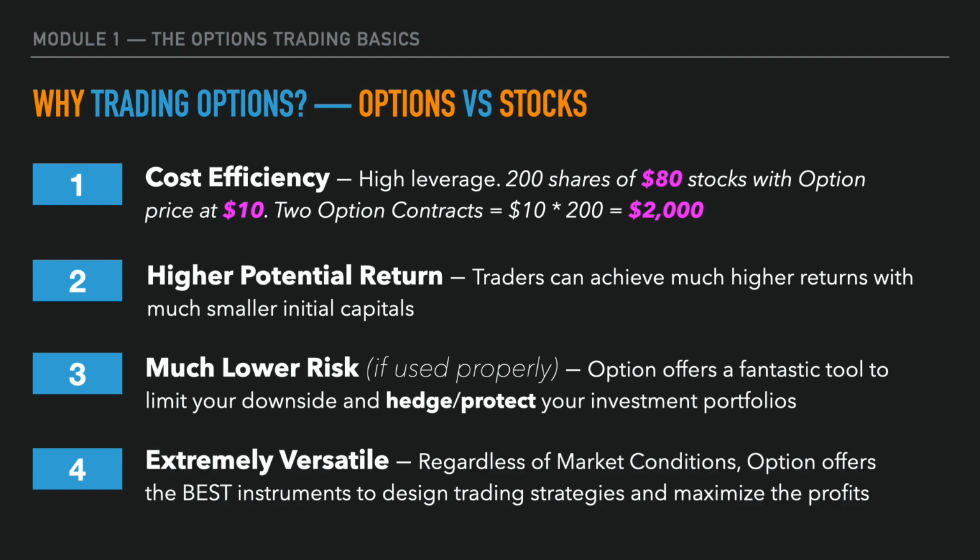And finally, trading options is much more versatile compared with trading stocks. It offers the most choices when it comes to designing different trading strategies according to different market conditions and trade signals. No matter if you're a long-term investor who is relying on fundamental analysis, or a short-term trader who is heavily relying on technical analysis, or even maybe you are a quant algo trader who is purely based on quantitative analysis, options can offer the best instruments that you can use to design your own game plans.